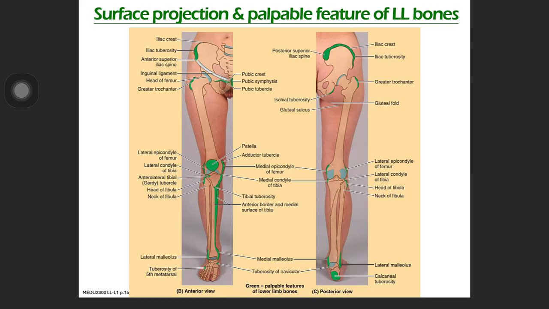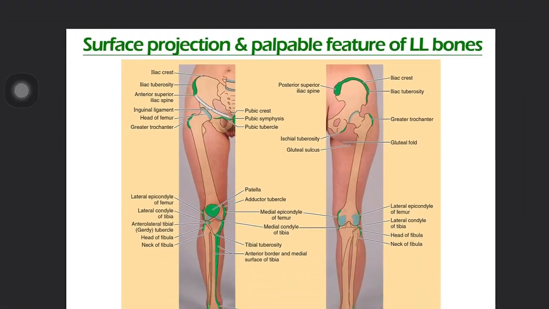Okay, so this is the surface projection and the palpable features of the lower limb bones. Anyway, so the surface projection and palpable features of the lower limb bones.